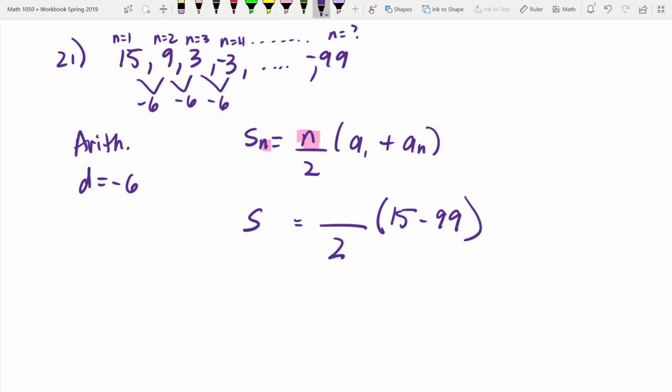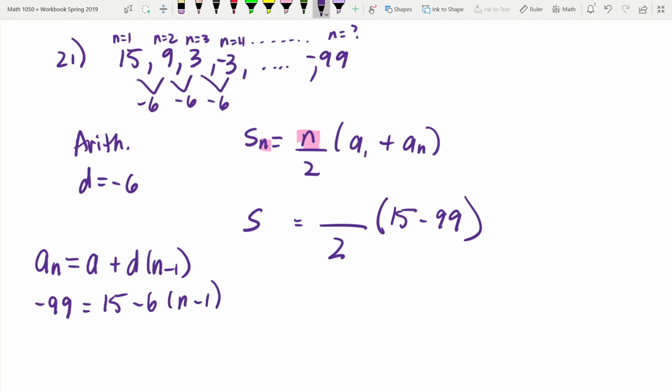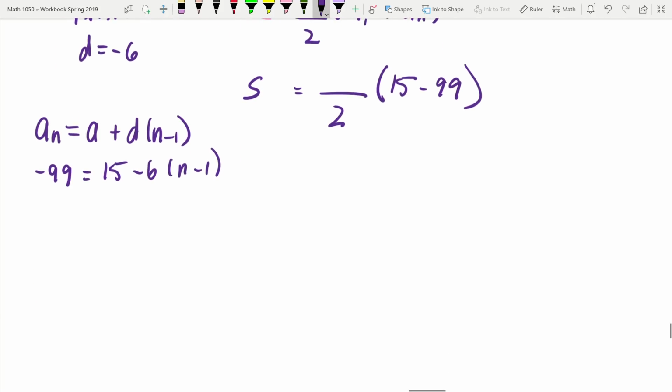If you're ever using a formula and you're missing something, then you go back to the other formula. So the other formula is a sub n equals a plus d times n minus 1. So a sub n is the last term, negative 99. A is the first term, that's 15. Difference is negative 6. N we don't know, n minus 1. But now I can solve that for n. So I have negative 99 equals 15 minus 6n plus 6.